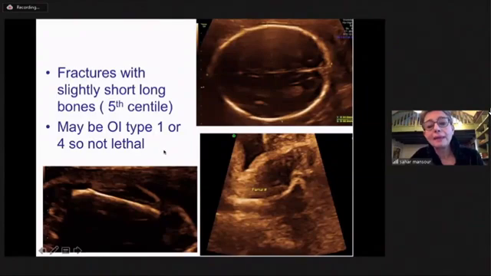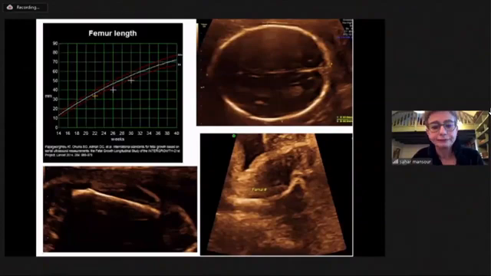This may be osteogenesis imperfecta type 1 or 4, which I'll explain to you. In osteogenesis imperfecta, the long bones are usually on the 5th centile. So they're not very short, but they may be a little bit short. So you may see these fractures. And so you can see a slightly short femoral length.